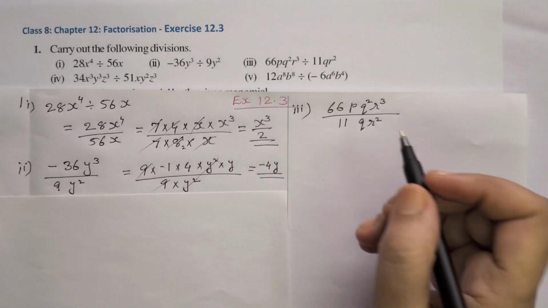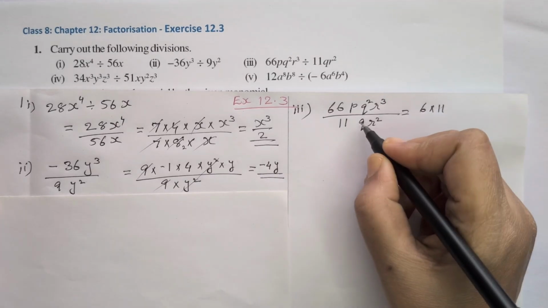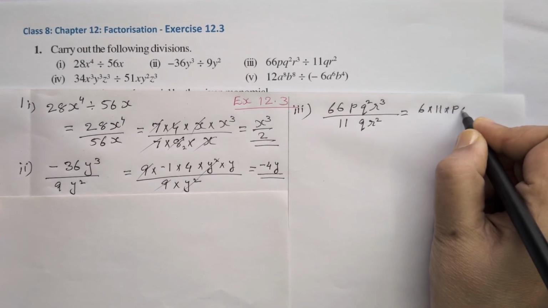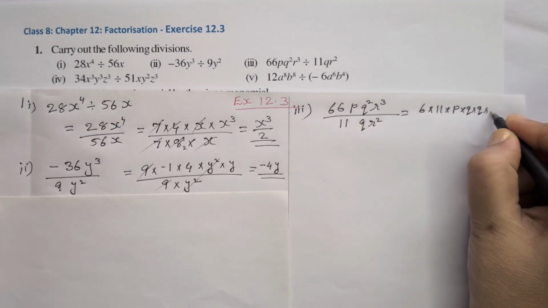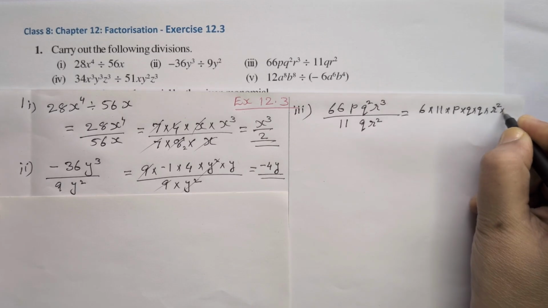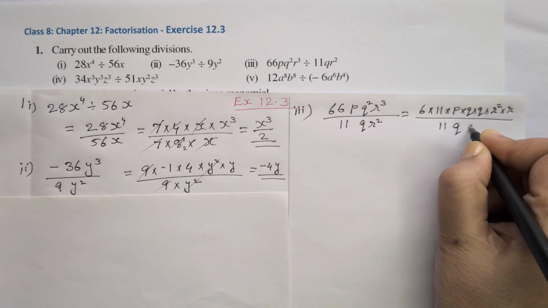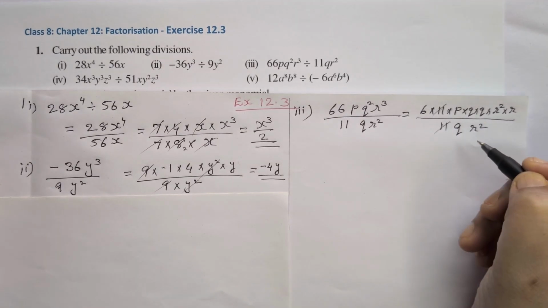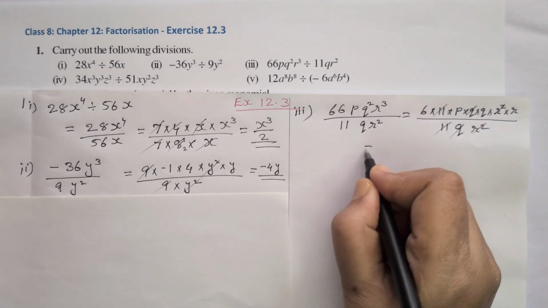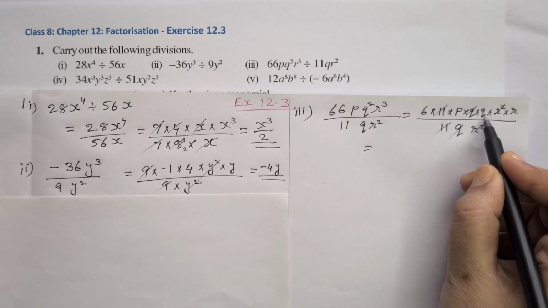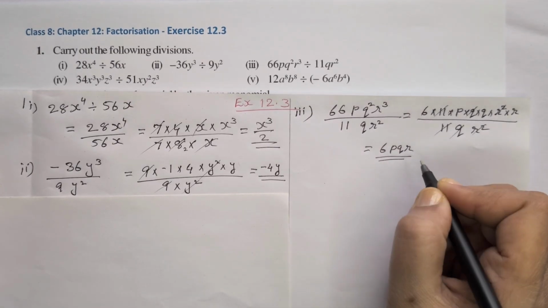Now the third one. Here we can write 66 as 6 into 11. P q square we can write as p into q into q. And r cube we can write as r square into r, divided by 11 q r square. So 11 and 11 we can cancel. One q we can cancel, r square also. Then what remains is 6 p q r. 6 p q r.